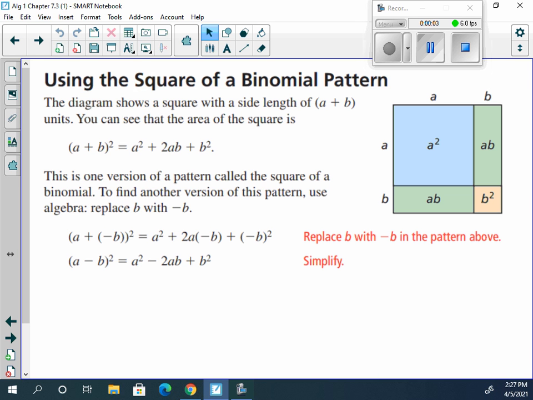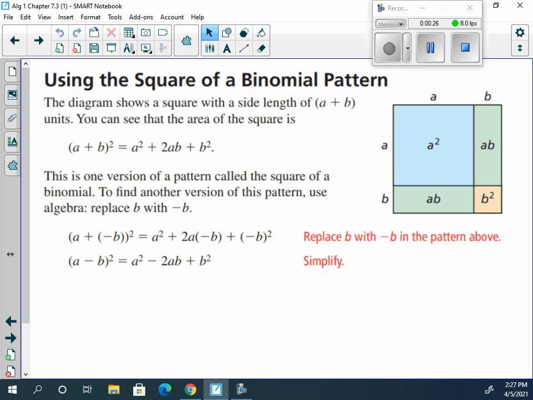So what we're looking at today is going to be dealing more with multiplication. Now, this here is a square using the square of a binomial pattern. We know that the area of a square is length times width. So if I want to know the overall area of a square, I can take length times width, yes?